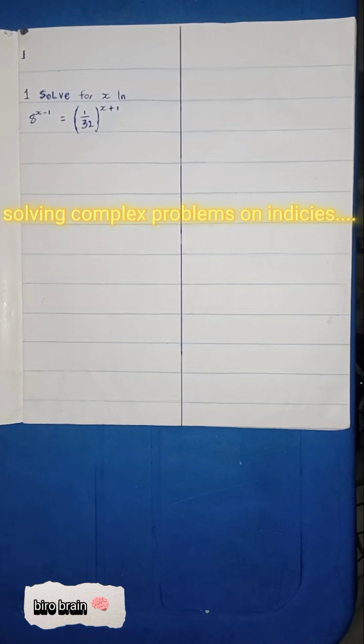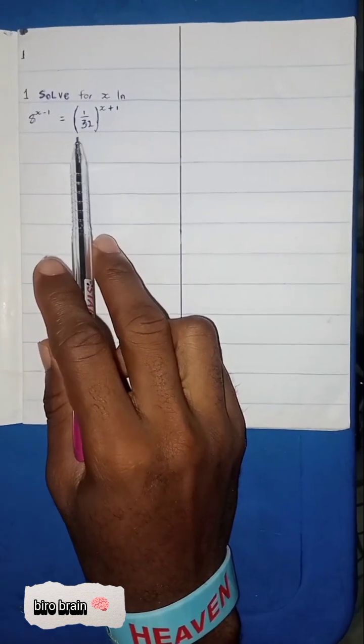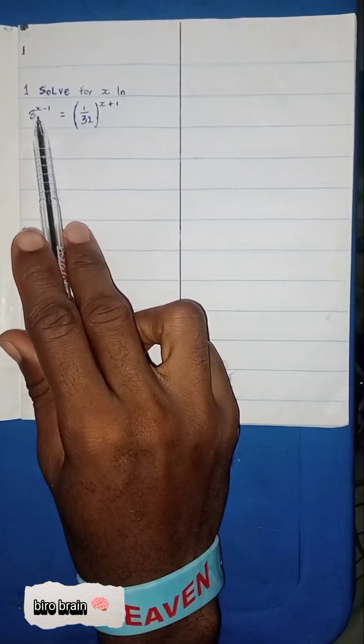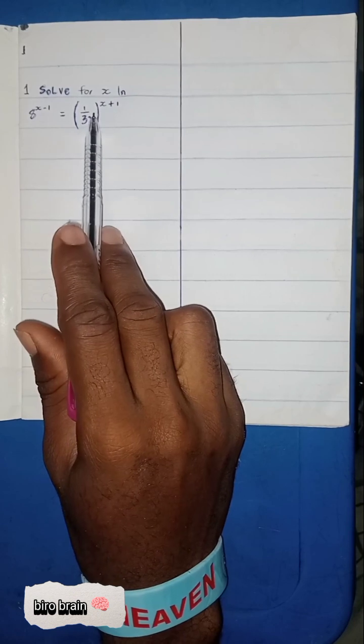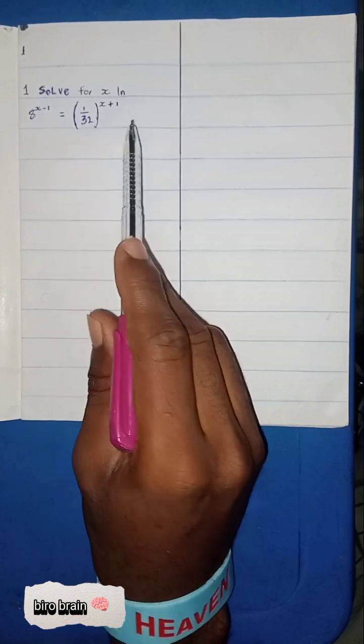All right. We have to solve for x in this equation. We said solve for x in 8 raised by x minus 1 equals to 1 over 2, bracket raised by x plus 1. All right.